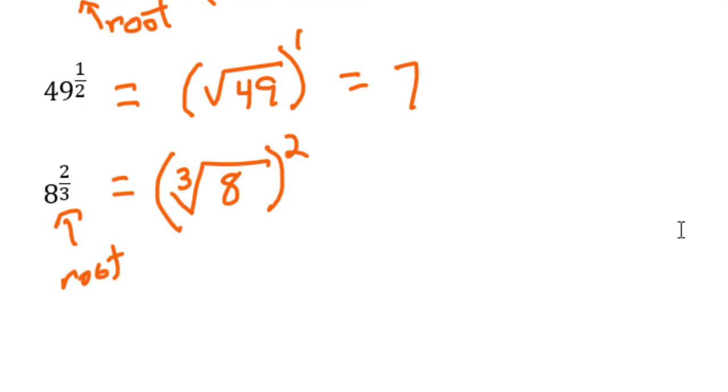So the cube root of 8 is 2, and all of that is raised to the power of 2. 2 to the power of 2 is 4. Hopefully that makes sense to you.